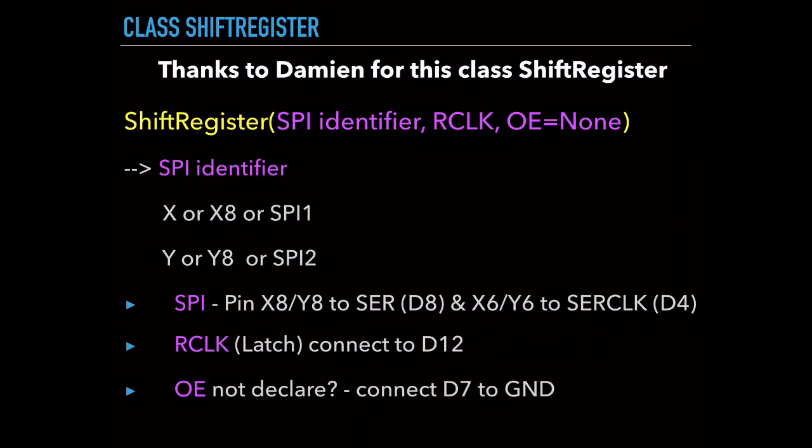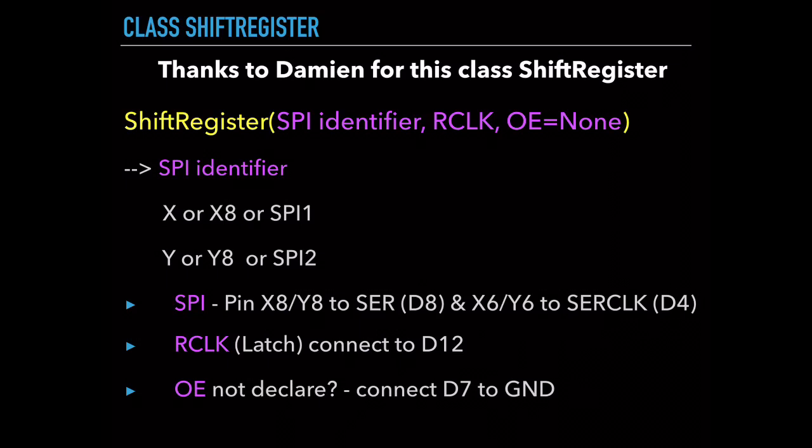In the PyBoard we have 2 SPI, one on the X pin side, another on the Y pin side. So for the identifier, you can declare either X or SPI1 for the SPI1 identifier. For the Y side, you have to give Y or SPI2.